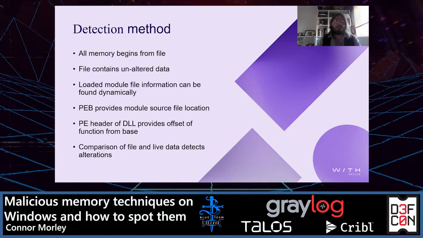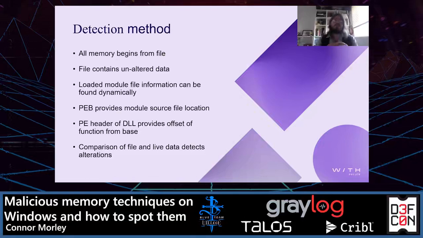Now, let's say you wanted to monitor for NtdllEtwEventWrite, right? You could use the PEB to find the source file, which would be located in System32. You could then use the PE header of NTDLL to find the offset of where EtwEventWrite is located within the file system's version, and use that to calculate the RVA address within the running process. And then you can compare what is in live memory at the address you've just calculated for the RVA against what is within the file system's version, and check whether there is disparity between the two.